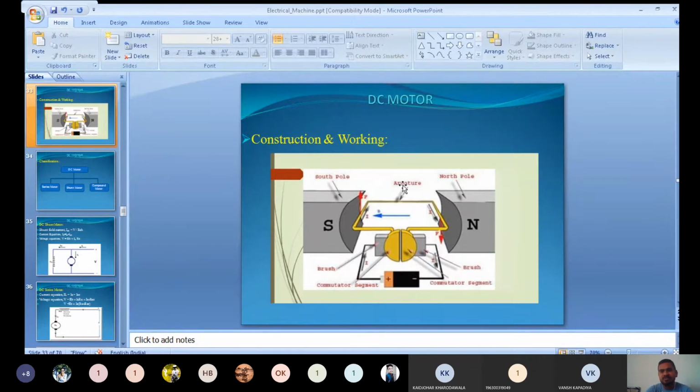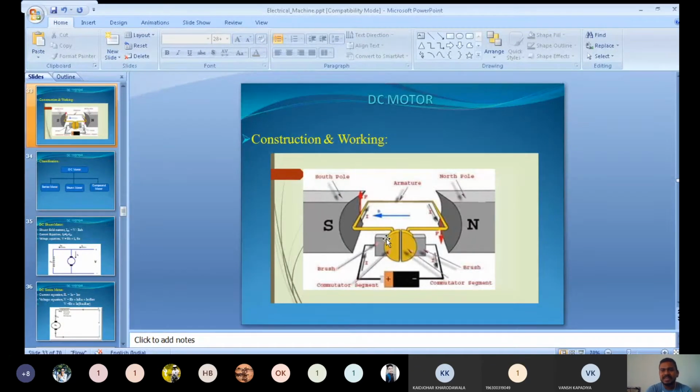Now we assume that in the motor we have Z number of conductors. As the supply is given, current flows in each and every conductor, and these current carrying conductors are placed in a magnetic field. So all the conductors, that is Z number of conductors, experience a force. This is one conductor, this is the second conductor, third conductor, fourth, up to Z number of conductors.